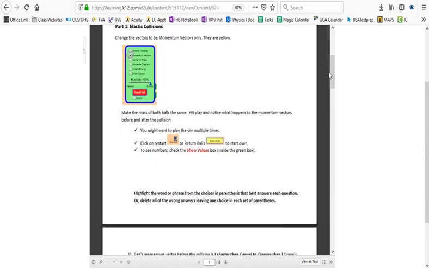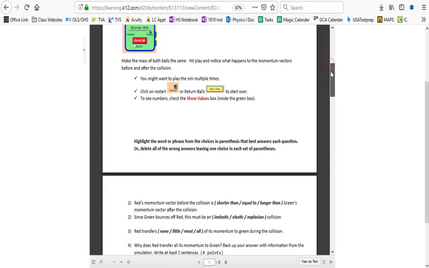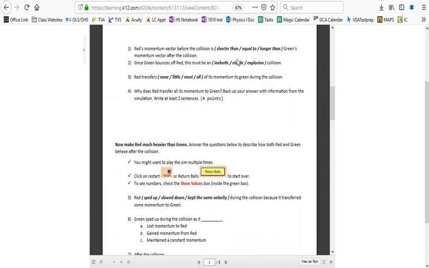Once you open it up, it tells you to change the vectors to be momentum vectors only. They are yellow, so I'm going to show you that. We're going to show values at the bottom so you can see all the numbers you need. We're going to run these labs a couple times. You may want to come back and run them multiple times just to see the numbers. All right, part 1, case 1, make the mass of the balls the same. So let's get started so we can answer questions 1 through 4.